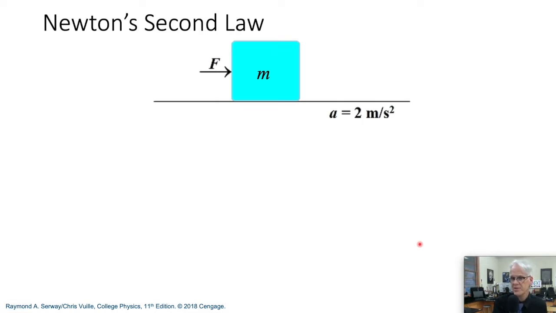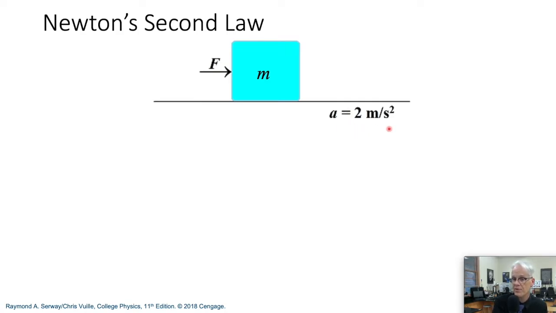Newton's first law explains what happens to an object when there are no net forces acting on it. The object either remains at rest or continues moving in a straight line at a constant speed. Newton's second law answers the question of what happens to an object that does have a net force acting on it. Imagine pushing a block of ice across a frictionless horizontal surface. When you exert some force on the block, it moves with an acceleration of, say, 2 meters per second squared.